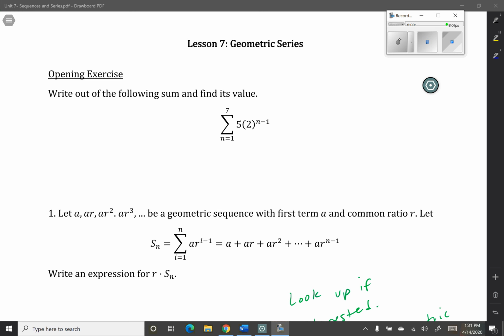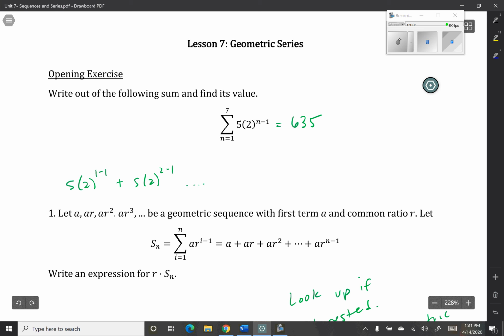All right, so either use your calculator or plug in numbers and see if you come up with the sum of this sequence. All right, so hopefully you tried it. When I plugged it into my calculator, I got 635. If you have an older calculator that doesn't have that feature, you could just type in 5 times 2 to the 1 minus 1, plus 5 times 2 to the 2 minus 1, and keep going until you get 5 times 2 to the 7 minus 1. Add up all of those terms, and you should also get 635.